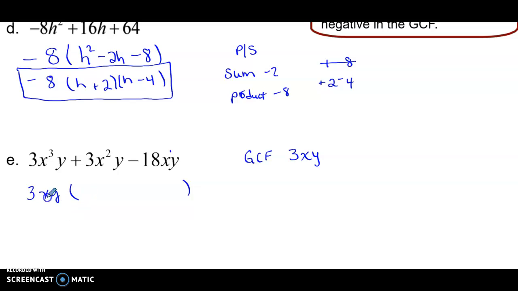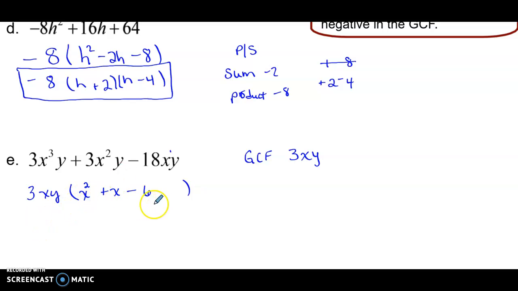So if we're using our multiplying technique to get back to our first trinomial, 3xy needs to get multiplied by an x squared to become 3x cubed y. 3xy needs to get multiplied by a positive x to get 3x squared y back. 3 needs to get multiplied by negative 6 to give me that negative 18 and nothing else. 3xy multiplied by negative 6 is negative 18xy.